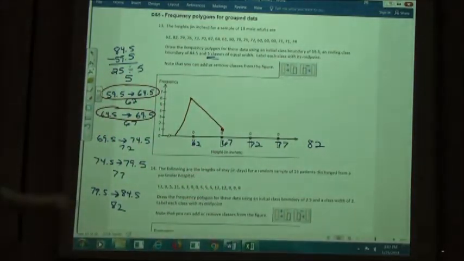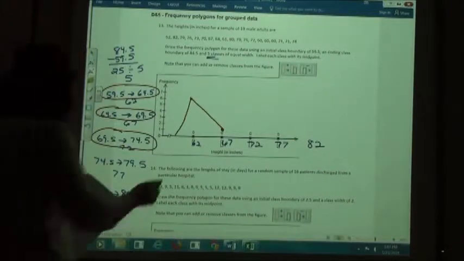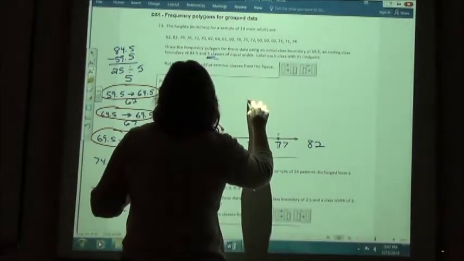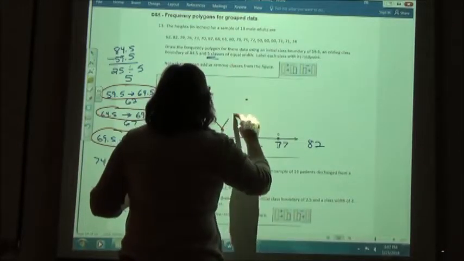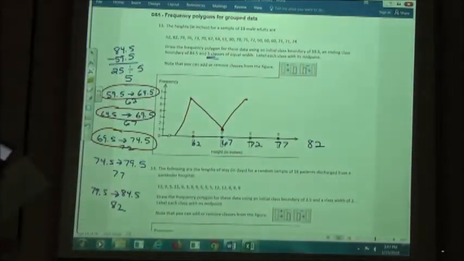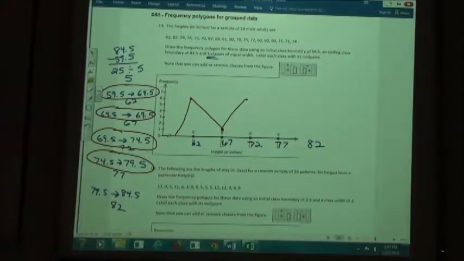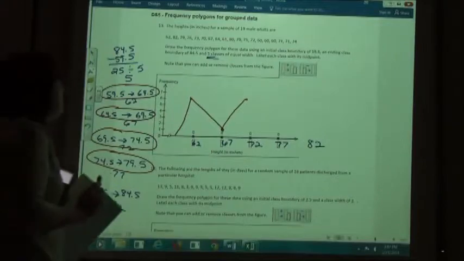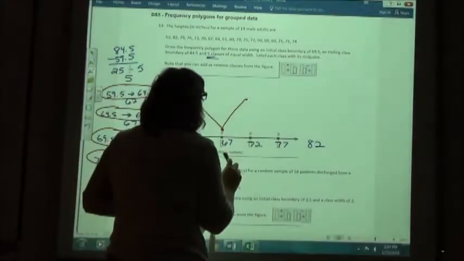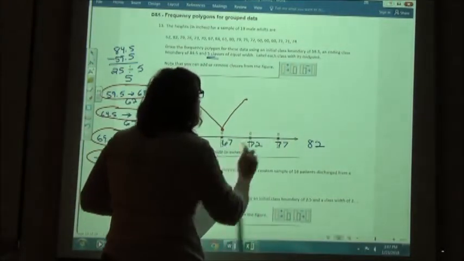Then you're going to count in this section between 69.5 and 74.5, which means you're going to go from 70 to 74. You got 6 there. So we're going to mark the 6, pull that up, and it's going to pull your line up there. The next section, between 75 and 79, is at 4.